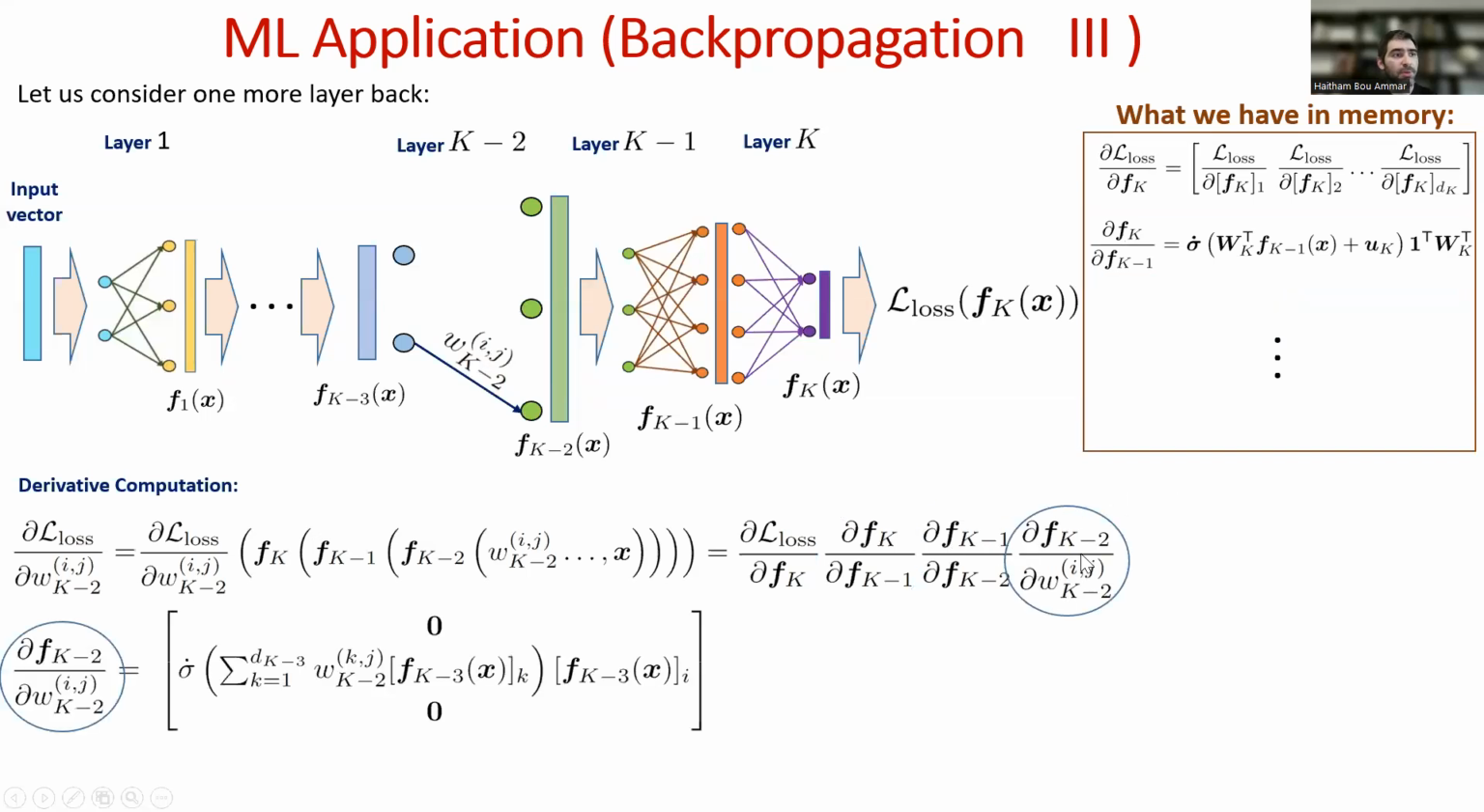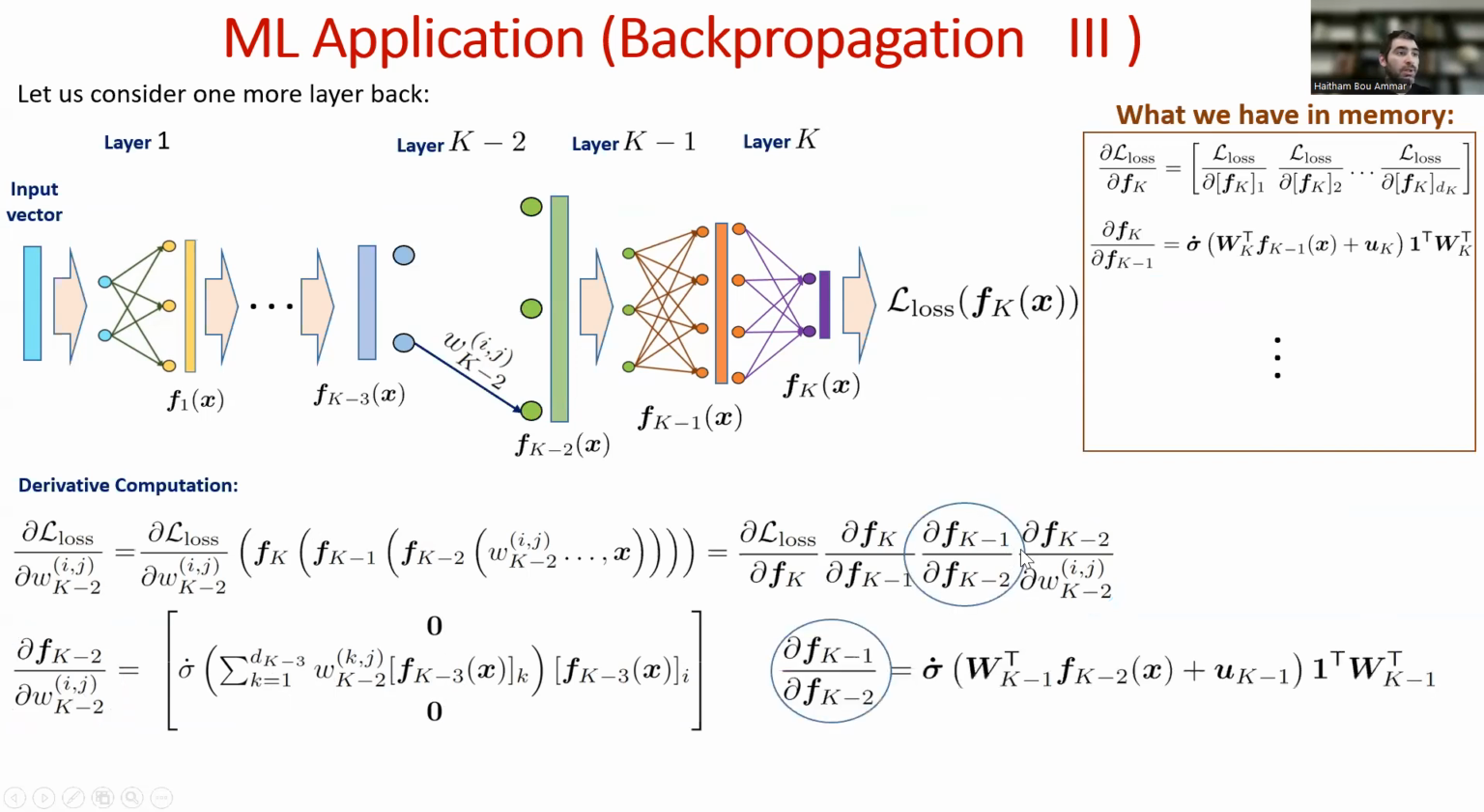For the very last term in that product, we can compute it following the computation that we've done before, and it's just the derivative of the output of the K-2 layer with respect to this ij entry of the weight matrix associated with the K-2 layer, and it will have this expression. Remember, the only components that will be associated with the ij entry is this component here. That's why we have zero other components.